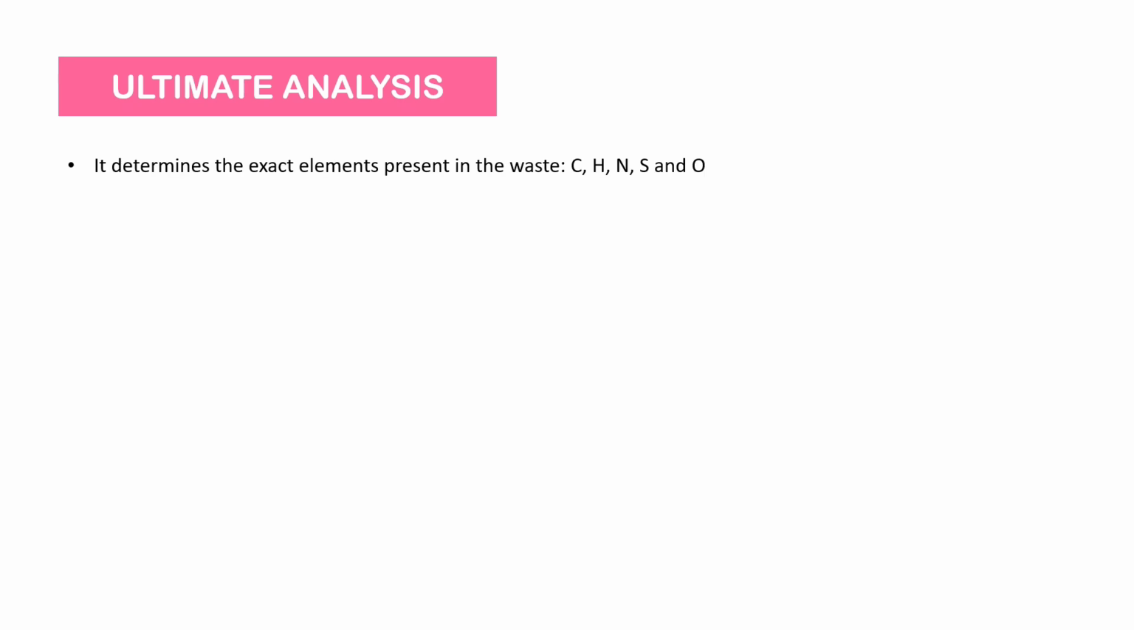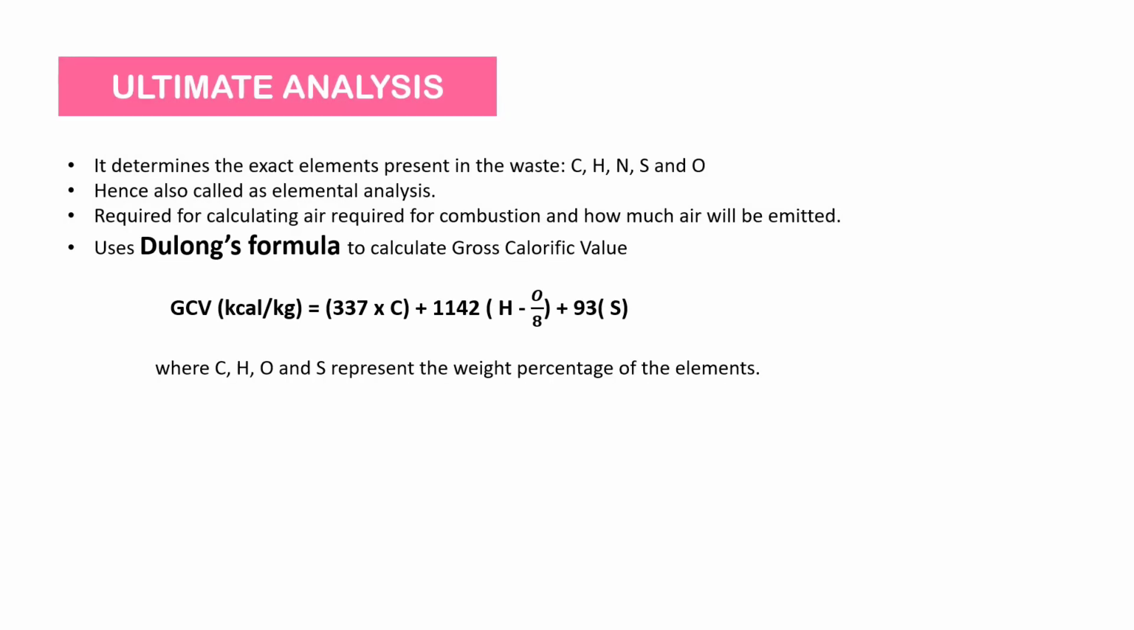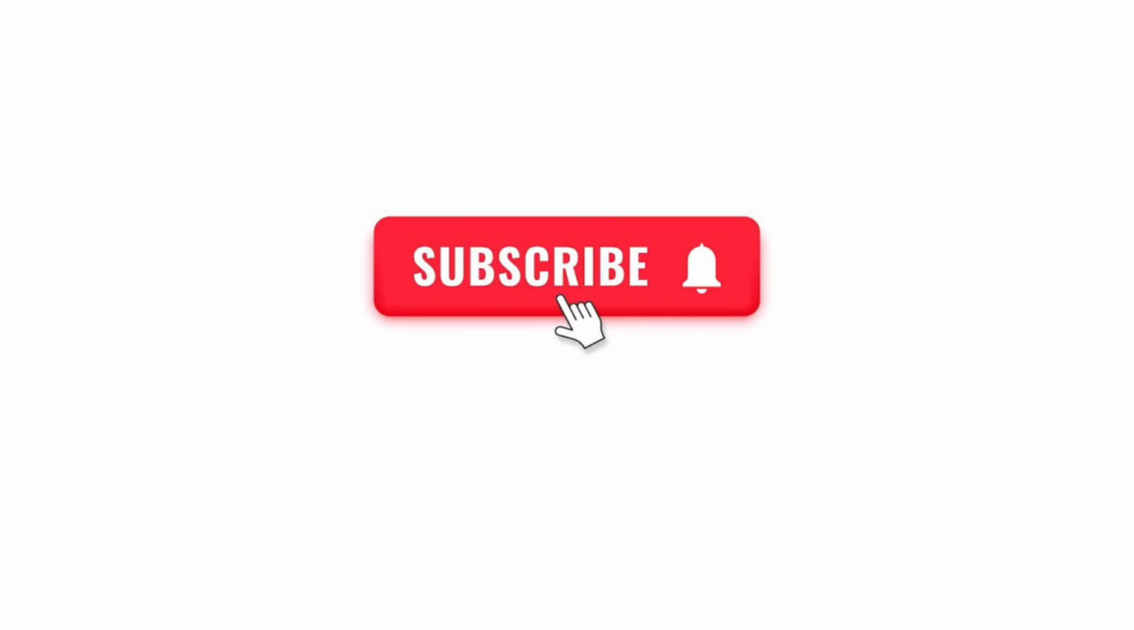Ultimate analysis breaks down solid waste into its basic elements: carbon, hydrogen, nitrogen, sulfur, and oxygen. It provides the elemental composition of the waste that's crucial for calculating the precise amount of air required for combustion and assessing pollution potential. Instead of the Bento equation, ultimate analysis data uses Dulong's formula to find the gross calorific value.